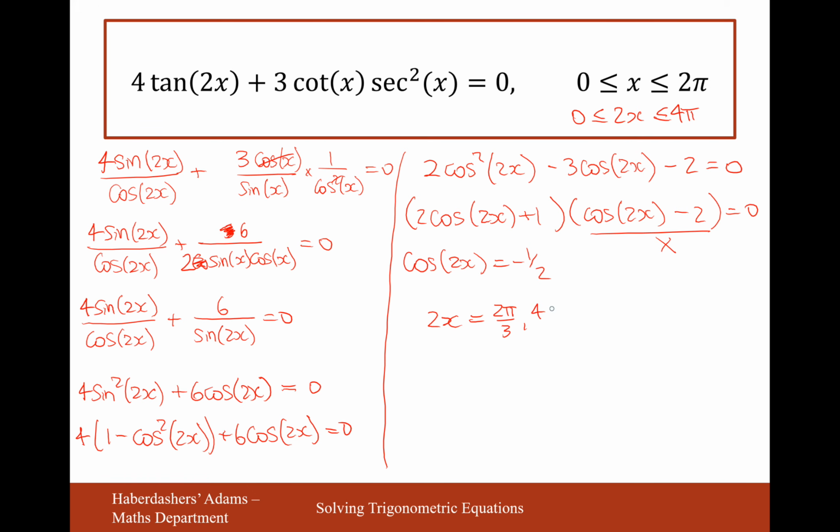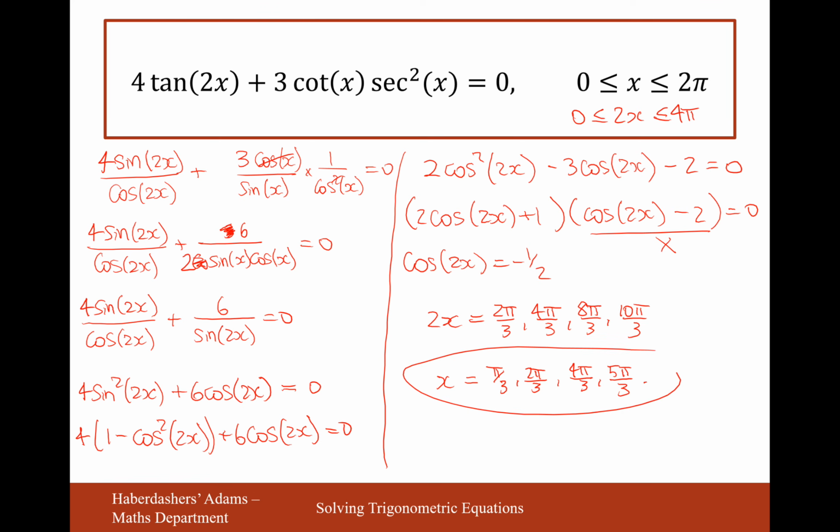The next one will be 4 pi by 3. And then the next solutions on from there will be just add 2 pi onto the answers. So add 2 pi. That would be 8 pi by 3 and 10 pi by 3. Okay, so now the final bit will be to divide everything by 2. So it would be pi by 3, 2 pi by 3, 4 pi by 3, and 5 pi by 3.